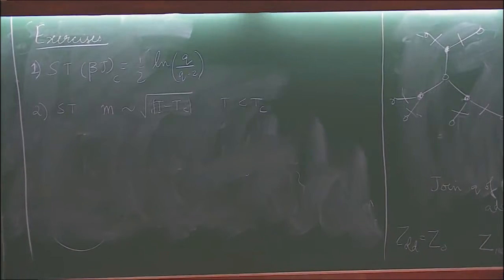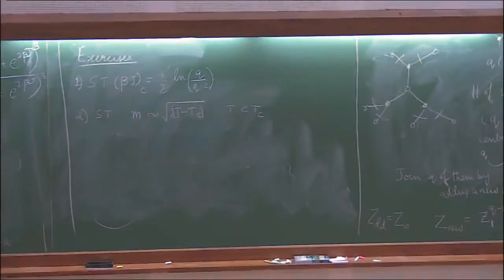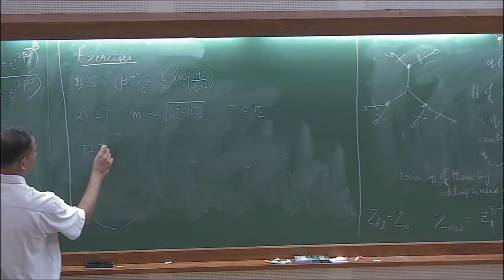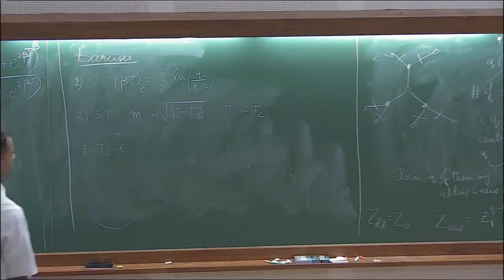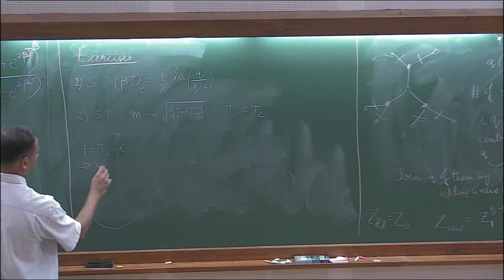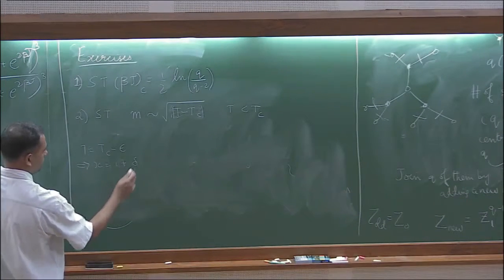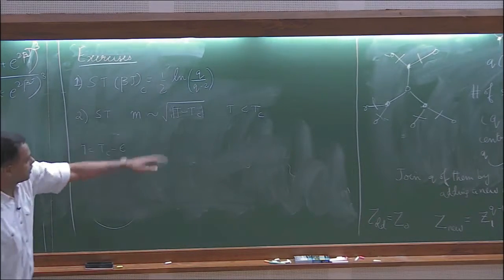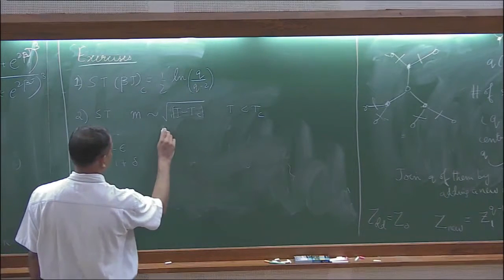You have to just see, if I make x 1 plus epsilon, you have to make t equal to tc minus epsilon. You ask how does x change? x should be 1 plus, which implies x is 1 plus delta. How are delta and epsilon related? Plug it back in here, and you should be able to get beta. So that is this calculation. Show that beta equals R.